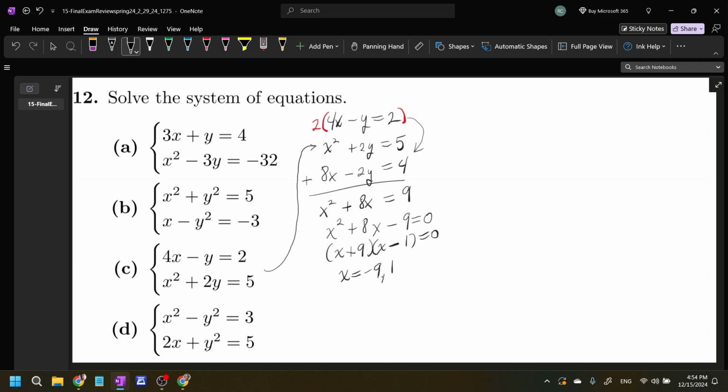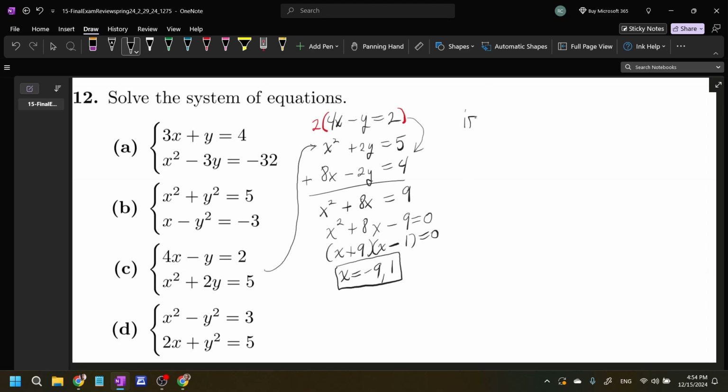Okay, great. We have this, but we're not done. We need to now plug these in to either one of the equations that they started with to find the y value. We found our x value. We need to now find our y value. And because we have two x values, we're going to plug them both in.